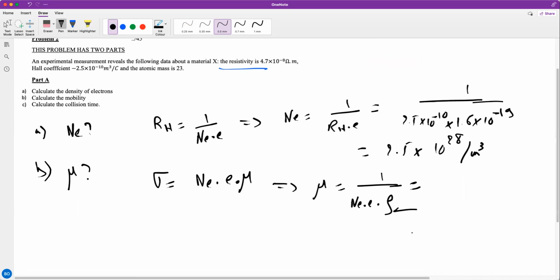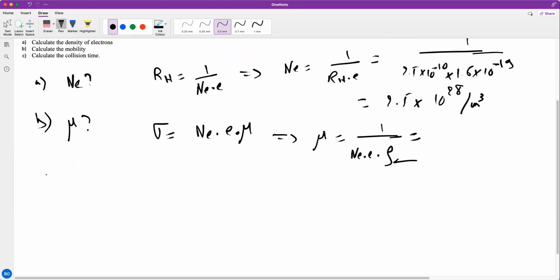Now the collision time. So the collision time is tau. How can you compute the collision time? Is it mu is equal to something multiplied by tau over m? Yeah, e tau over m, sorry. Yeah, e tau over m.